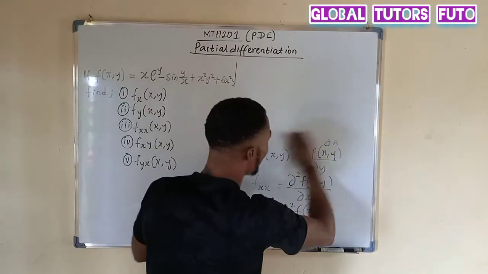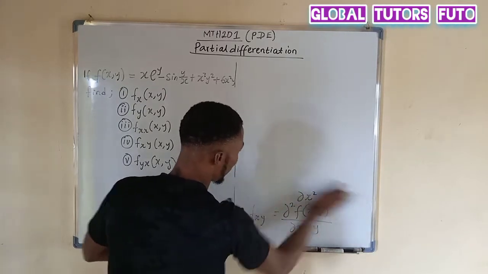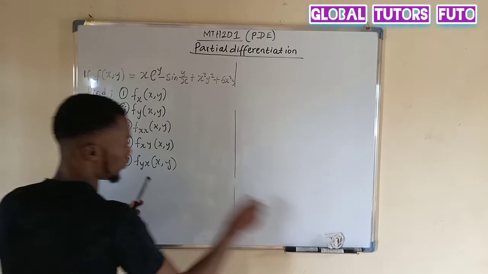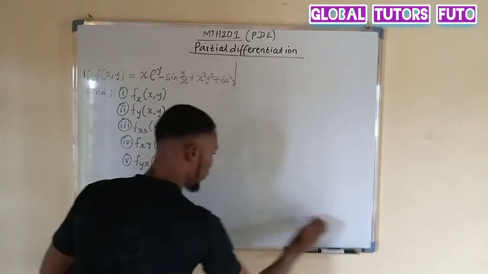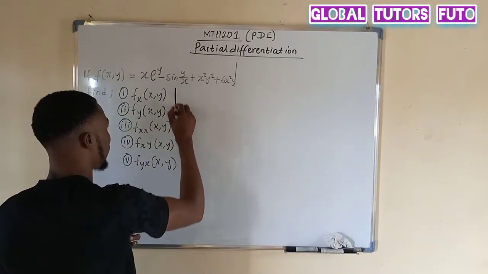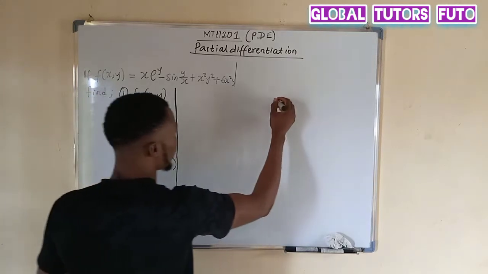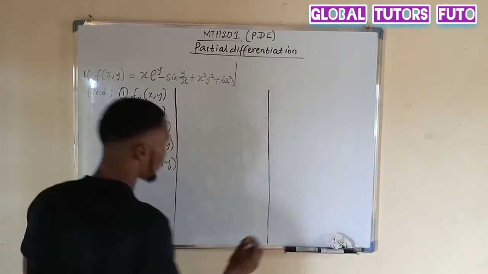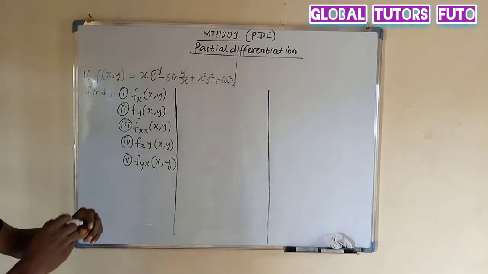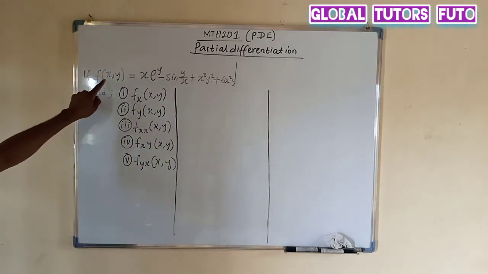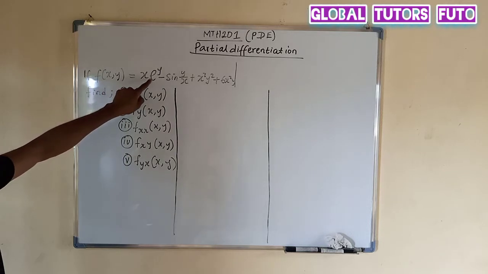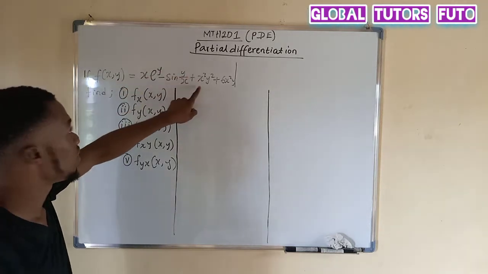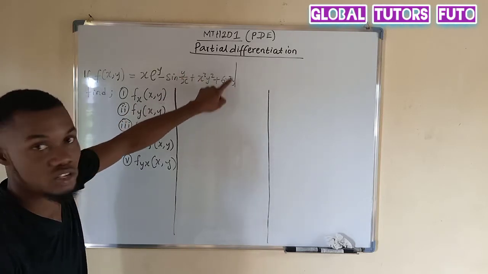So we are starting with the first one. For the first one, if f of x comma y is equal to x e to the y minus sine of y over x plus x squared y cubed plus 6 x squared y.